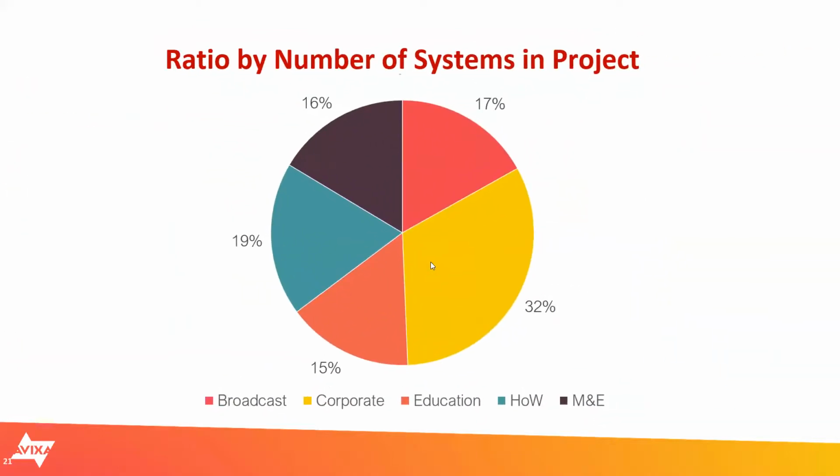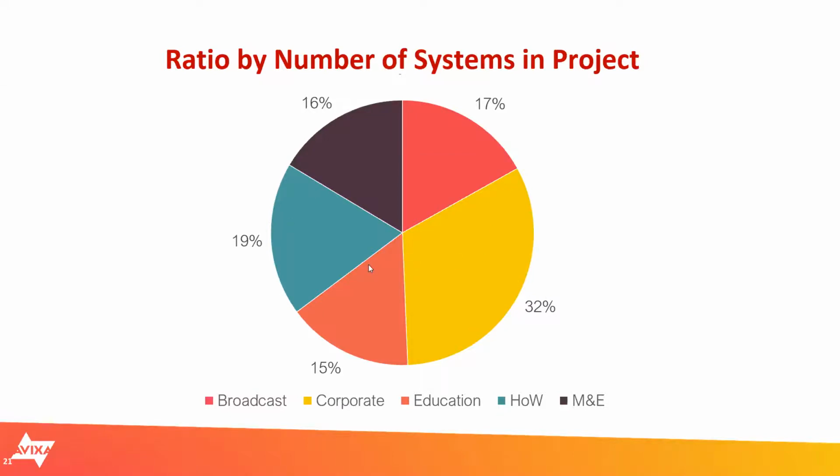And then the other ratio that we looked at was the number of systems by market. We saw that the highest percentage of change orders came from the corporate market, and the rest of them were pretty much equal. So we said, okay, we need to focus in on the corporate market as to what we're doing that is causing change orders in that market and not in other markets.